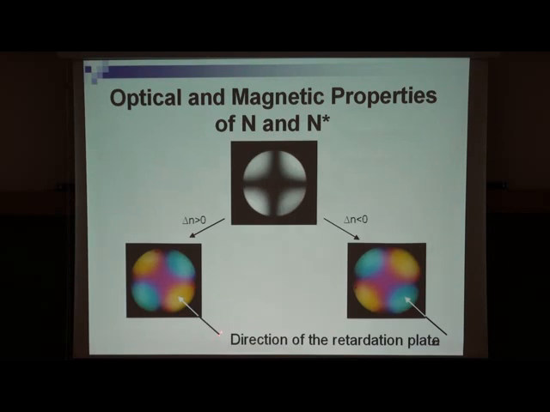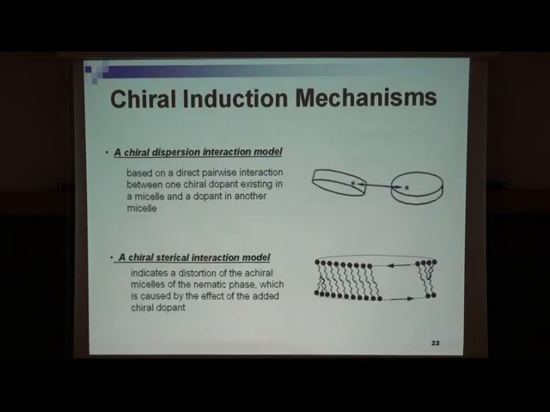If the colors in the direction of the retardation plate are like this, this is called delta is positive. This means that the phase director is perpendicular to the applied magnetic field direction. And the other one is this picture, and if you observe this color in the direction of the retardation plate, this is called delta is smaller than 0. Okay, this is the last information.